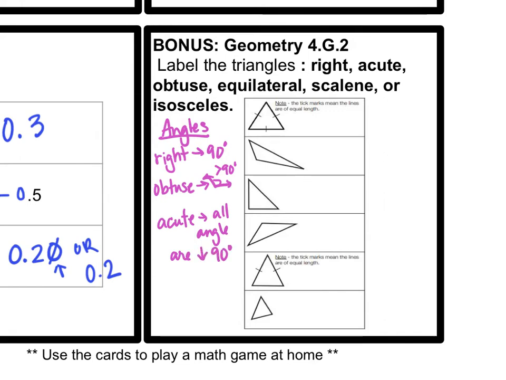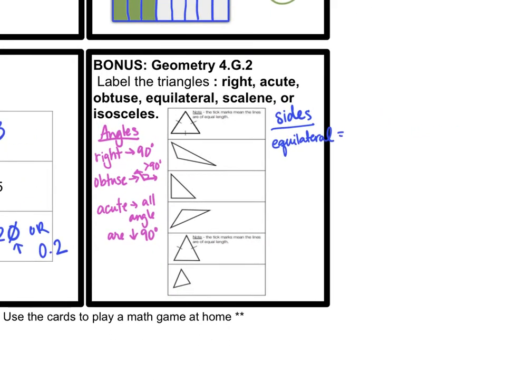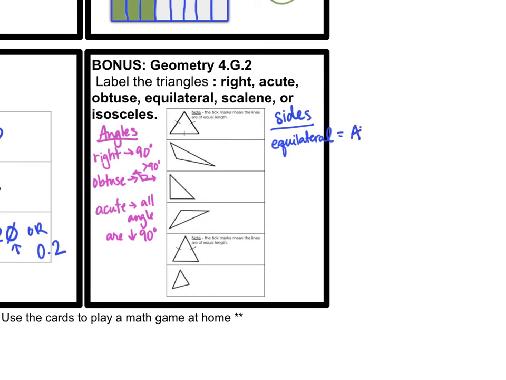Okay. The other way to classify triangles is by their side lengths. So one of those ways is going to be equilateral. Equilateral means, I'm going to zoom out here just a little bit, equilateral means all sides are the same length. Okay. The next one you have is going to be scalene, which means all sides are different lengths.